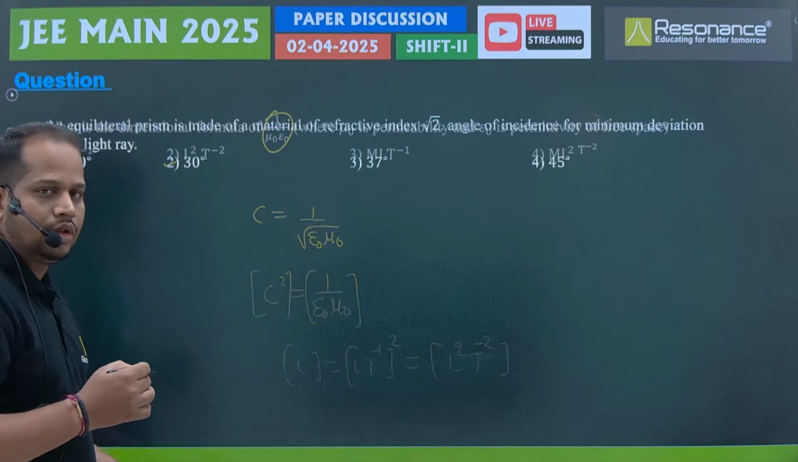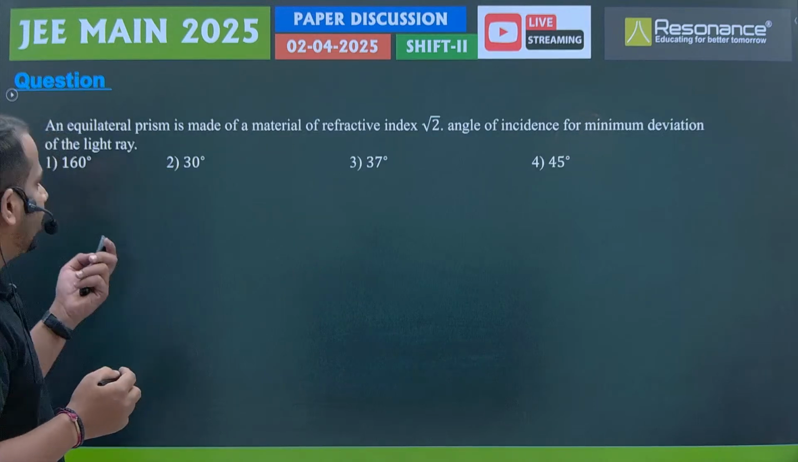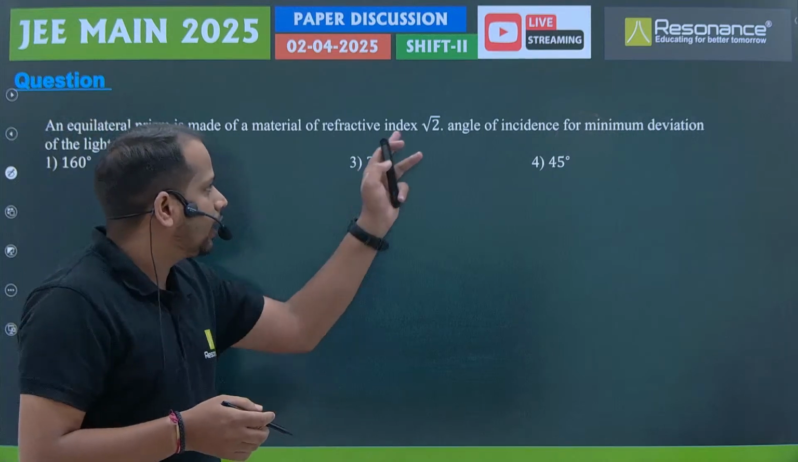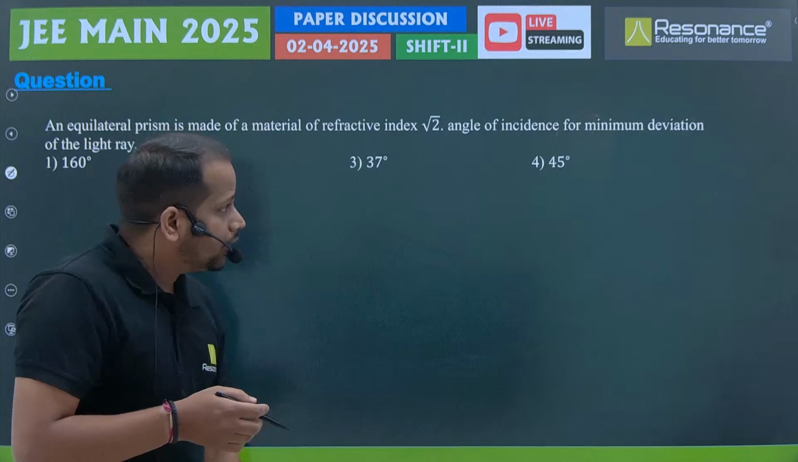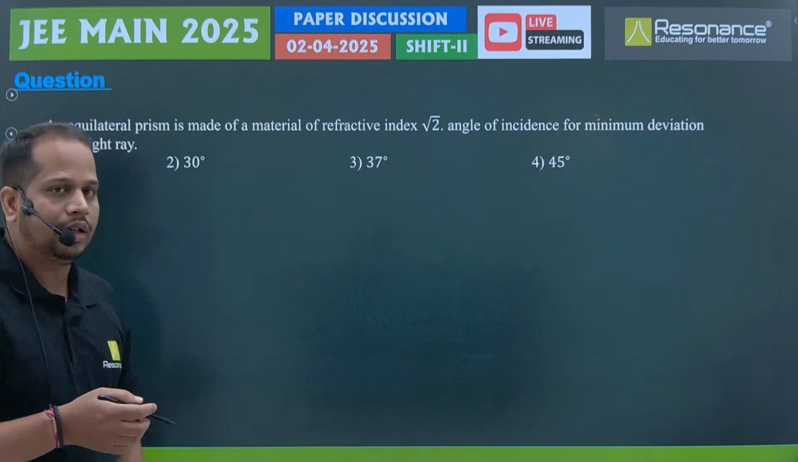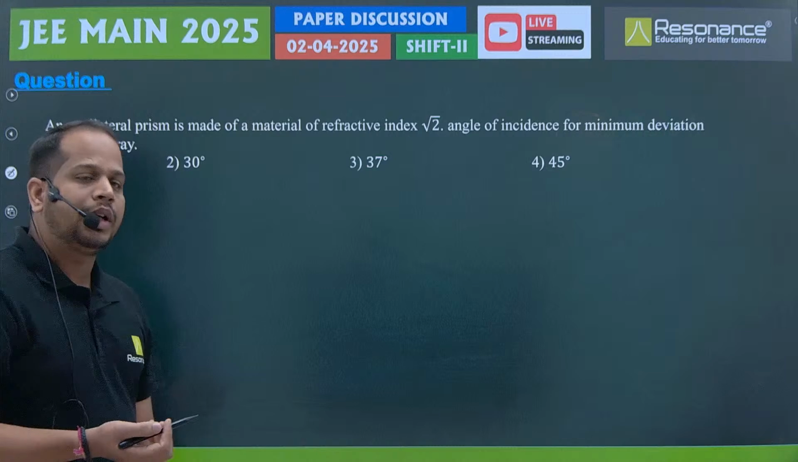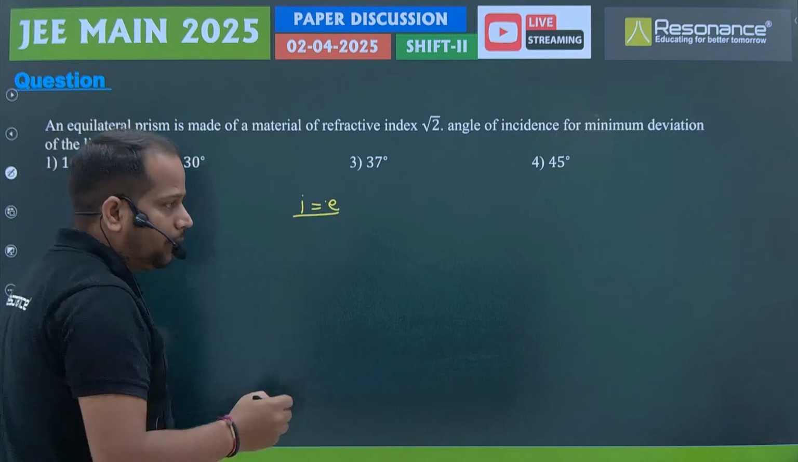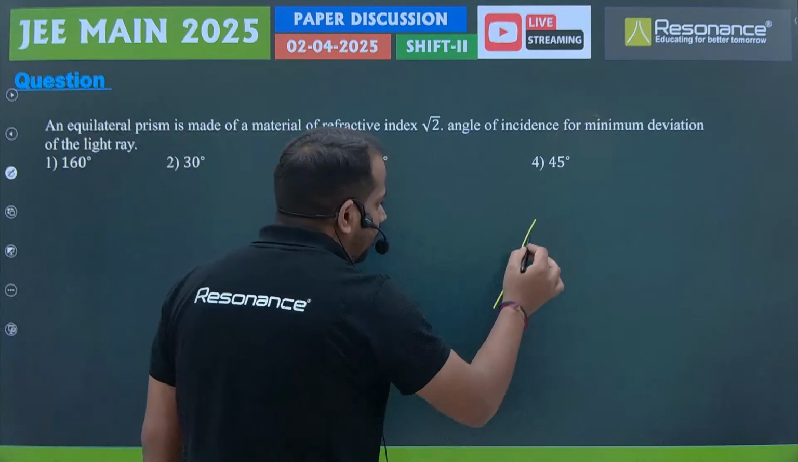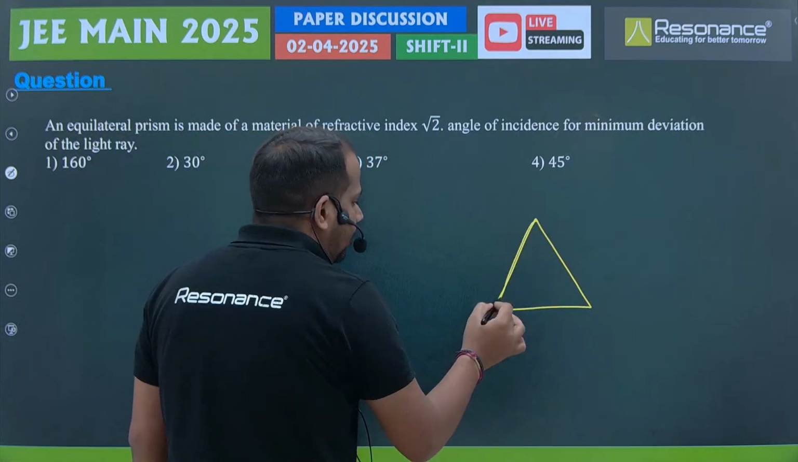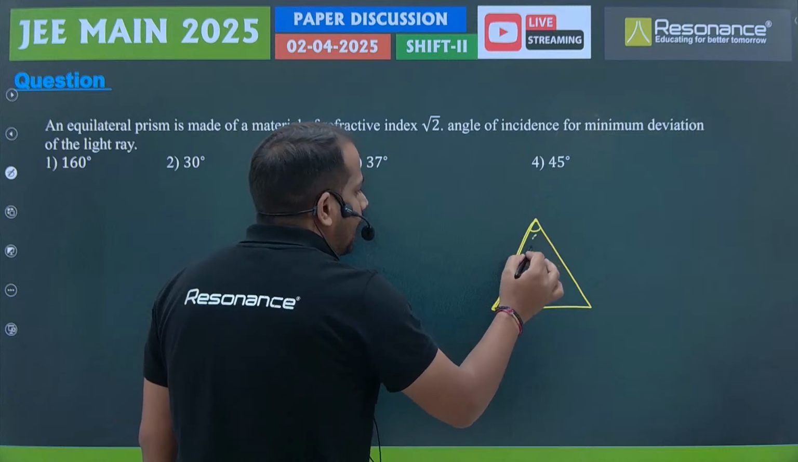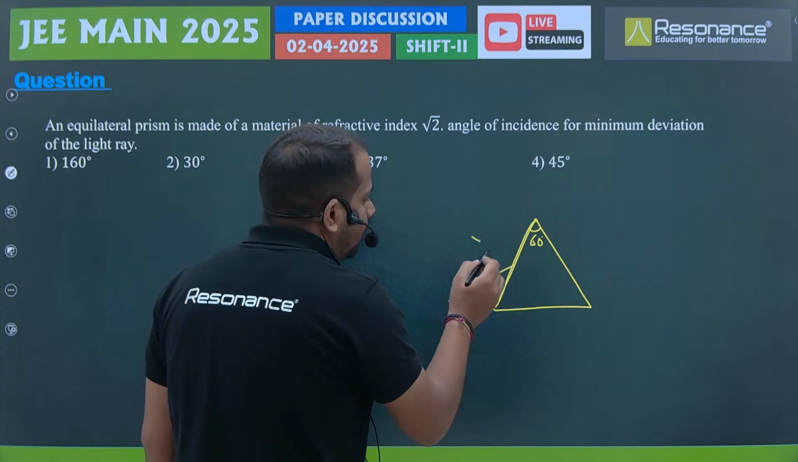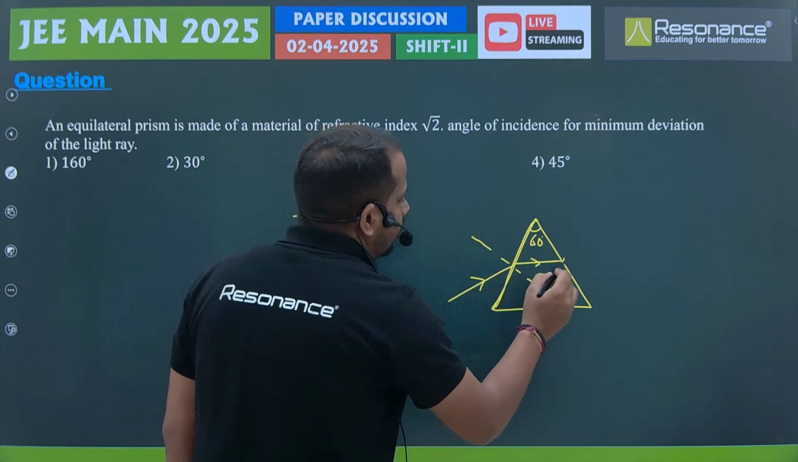Okay. Now let's move on to the next question. Again, this is a question from optics. An equilateral prism is made of a material of refractive index √2. Find the angle of incidence for the minimum deviation of the light ray. When we are talking about minimum deviation, we all know that i is equal to e. So let's draw an equilateral triangle for this prism. This angle is 60 degrees.